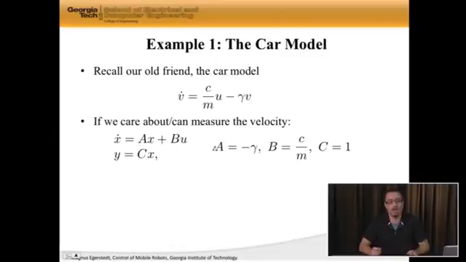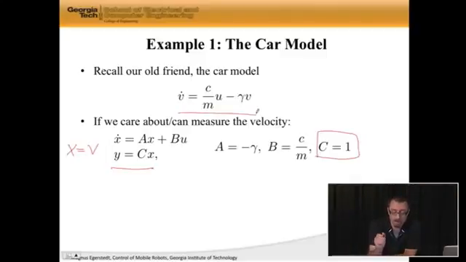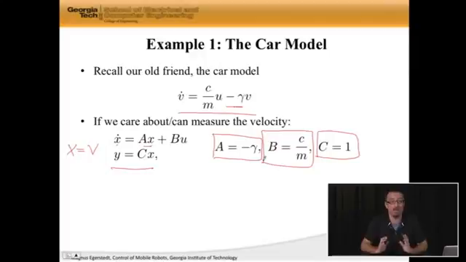Well, let's say, first of all, that we're building a cruise controller. All we care about is the velocity. In this case, let's say that the state is actually the velocity. The thing we're measuring is the velocity, which means that y is Cx, where C is simply 1. Right? We're simply measuring x. Well, v dot is given by this expression, which means that x dot, where x is the same as v, is Ax, and A here is simply minus gamma, plus Bu, where B then becomes c over m. So in this case, we have a one-dimensional, simple system for describing what's going on.